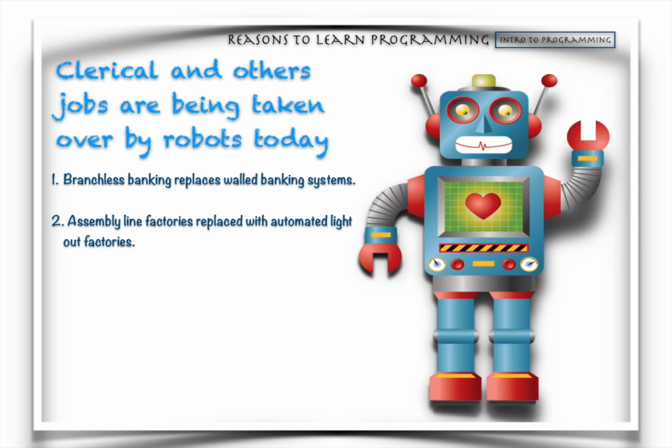An example again is that assembly line factories will be replaced with automated lights-out factories. We have them today: most car manufacturing companies are turning towards making sure that everything is automated, so that you will need fewer people to work while machines do the work for us.